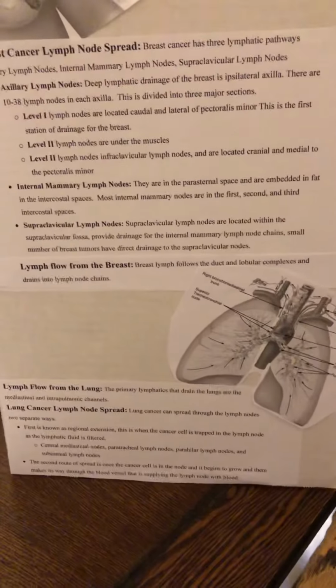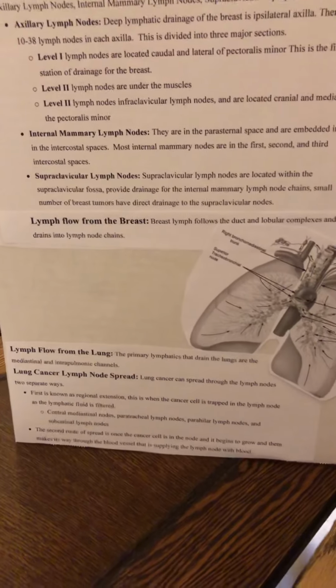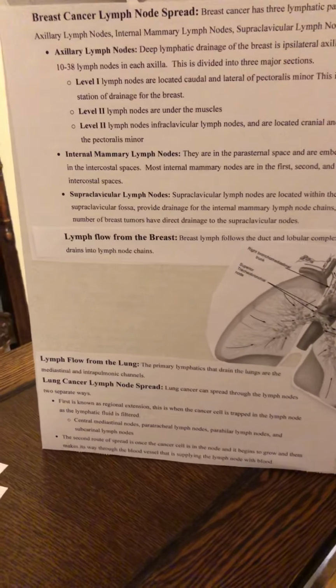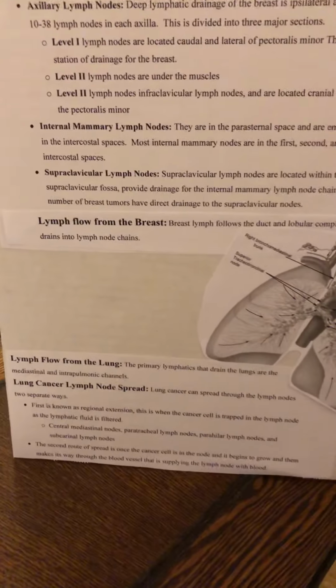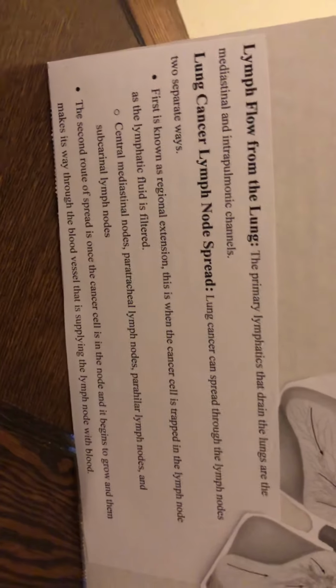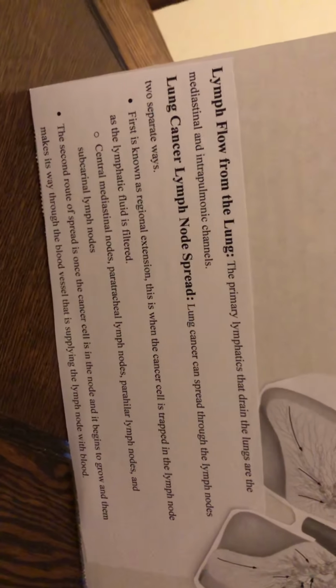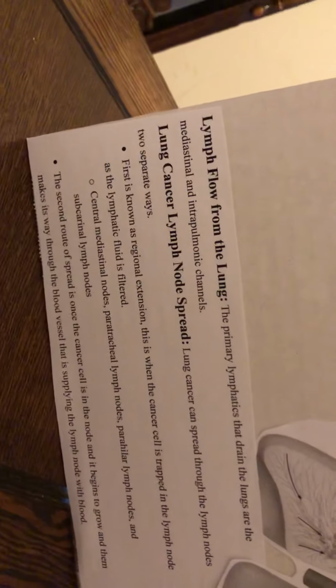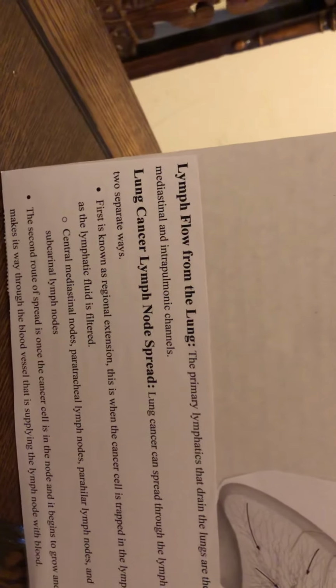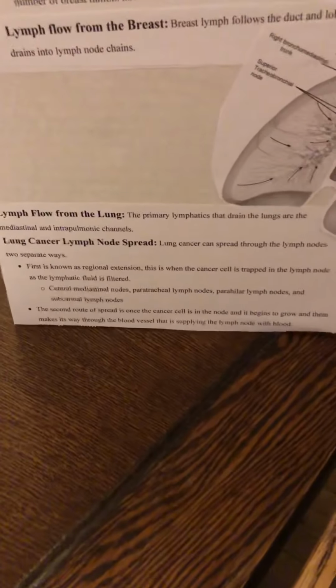Lastly, we have lung cancer and the flow from the lungs. So cancer cells in the lungs can break away from the tumor mass and enter the lymphatics through two known routes. I have highlighted those two on the board so that they're able to be seen, and then I'm going to talk a little bit more about them. So the first is when the cancer cells get trapped in the nodes as the lymphatic fluid is being filtered. They begin to colonize in the nodes and will eventually pass from one node to another. This is called regional extension.